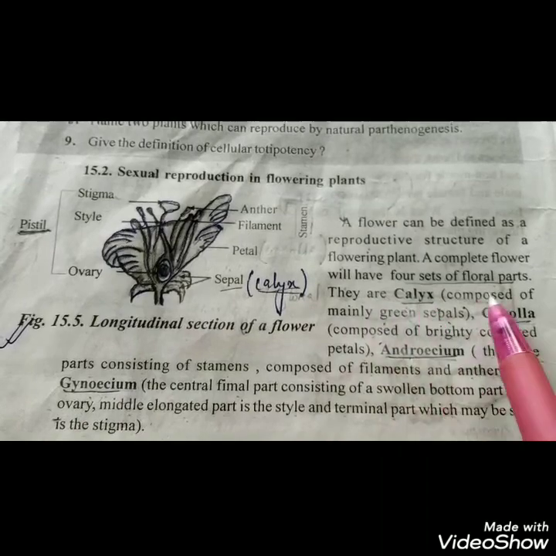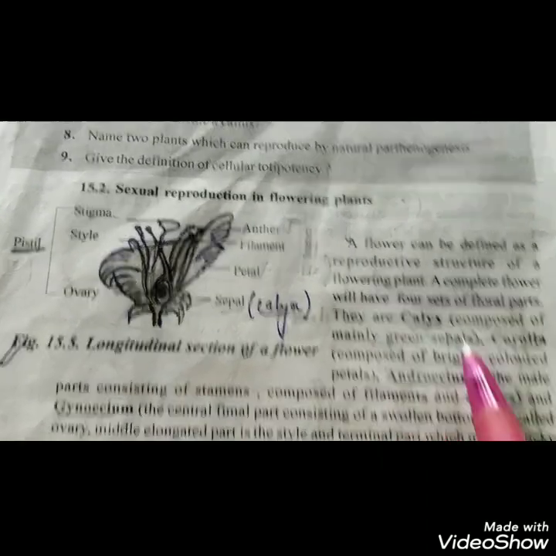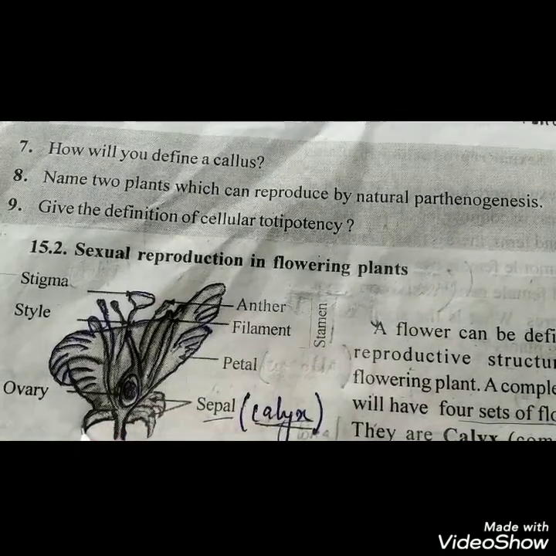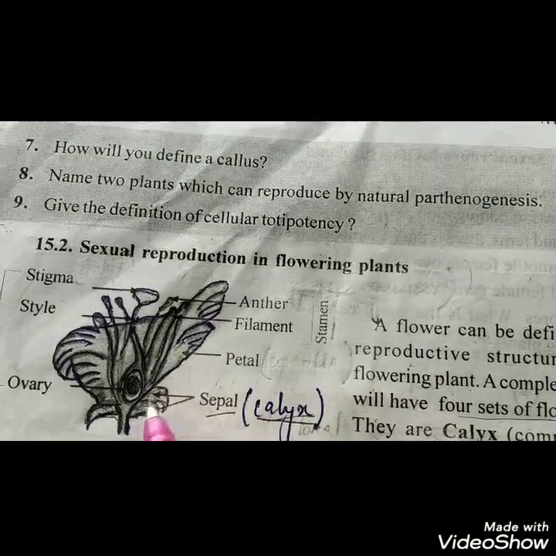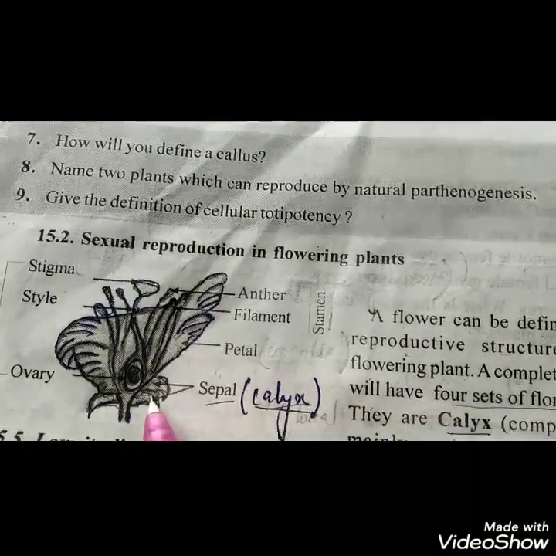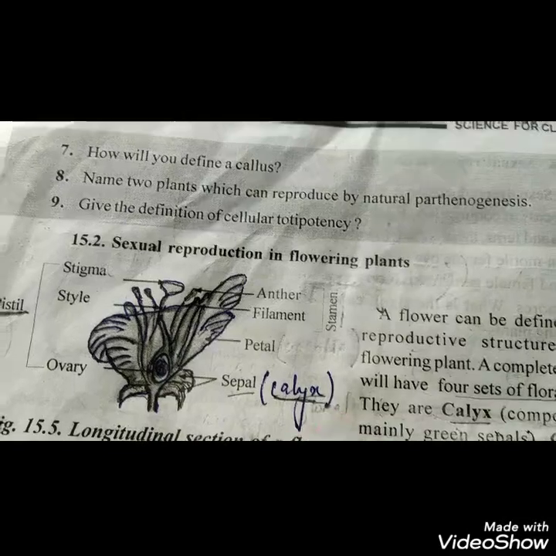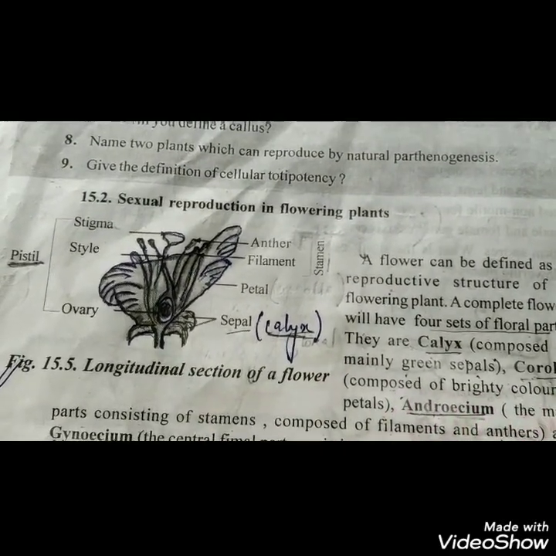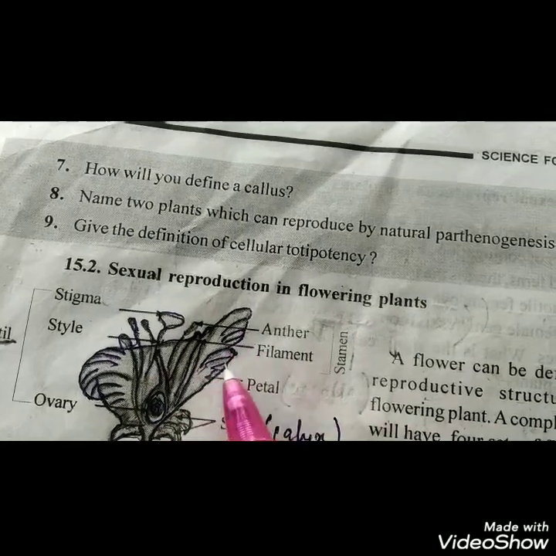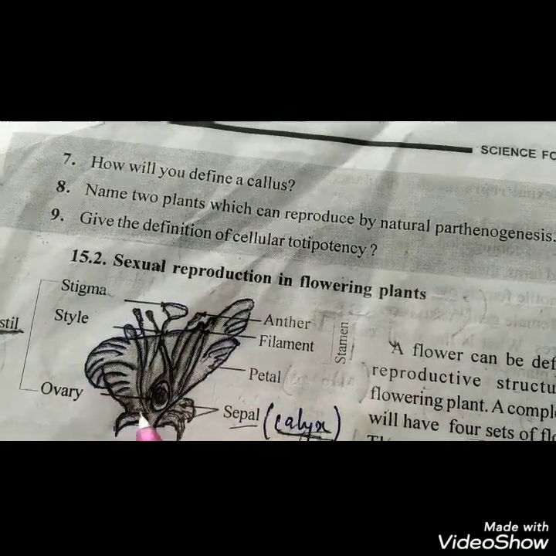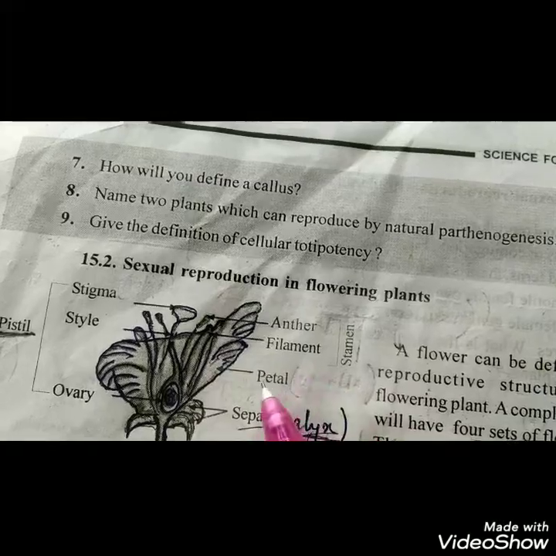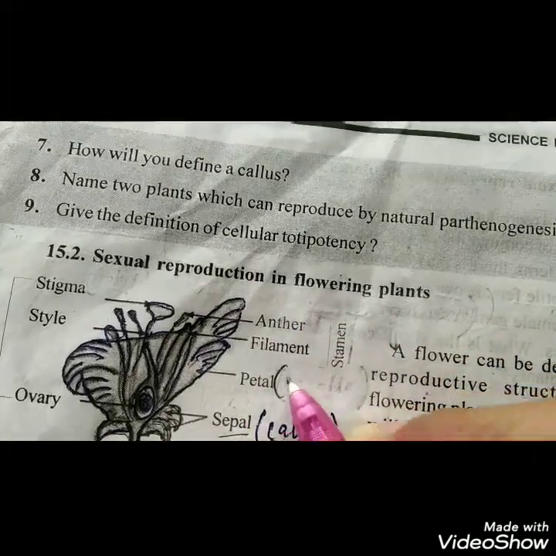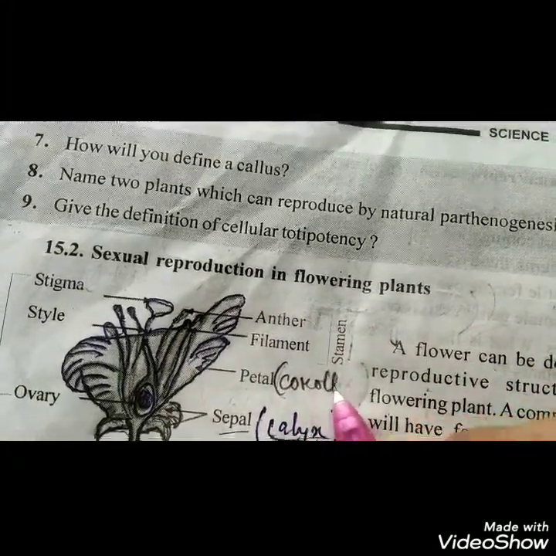The calyx is composed of mainly green sepals. So, the green structure which is present at the base of the flower is the sepals, also called the calyx. The corolla is composed of brightly colored petals. So, the colorful part which is present above the sepals is the petals, also called the corolla.